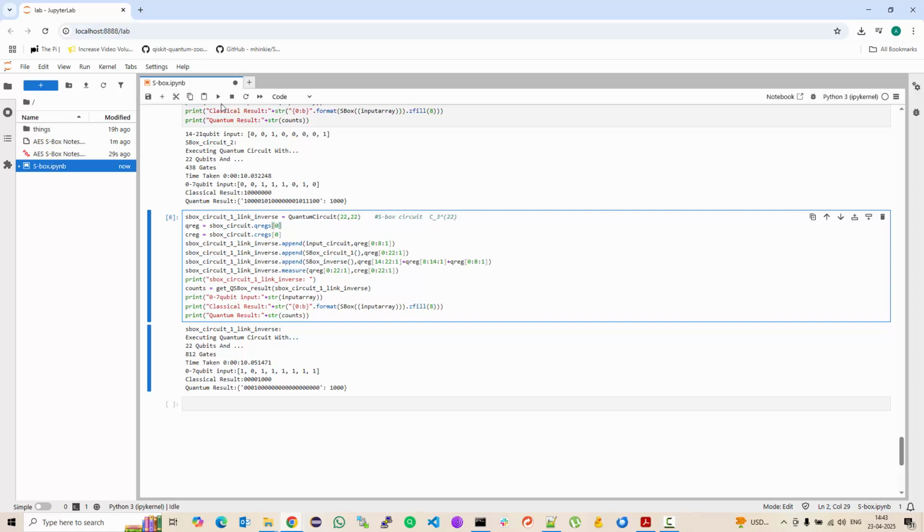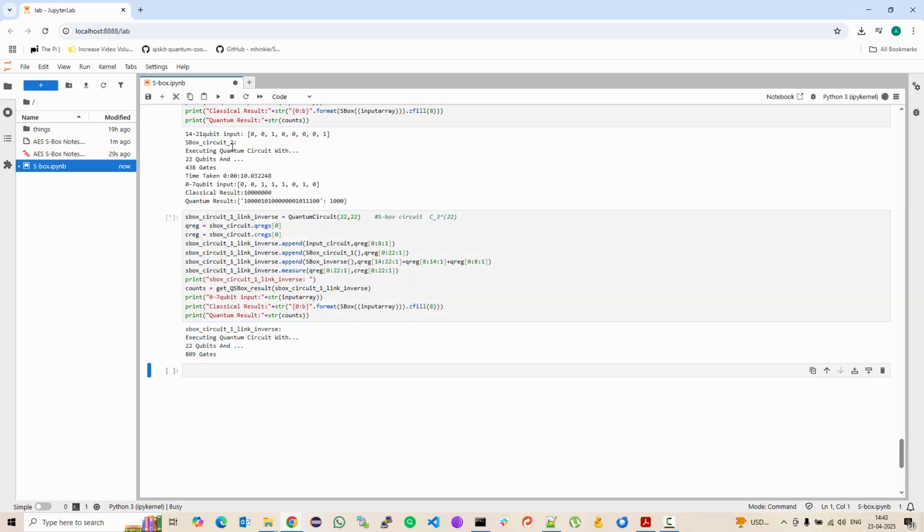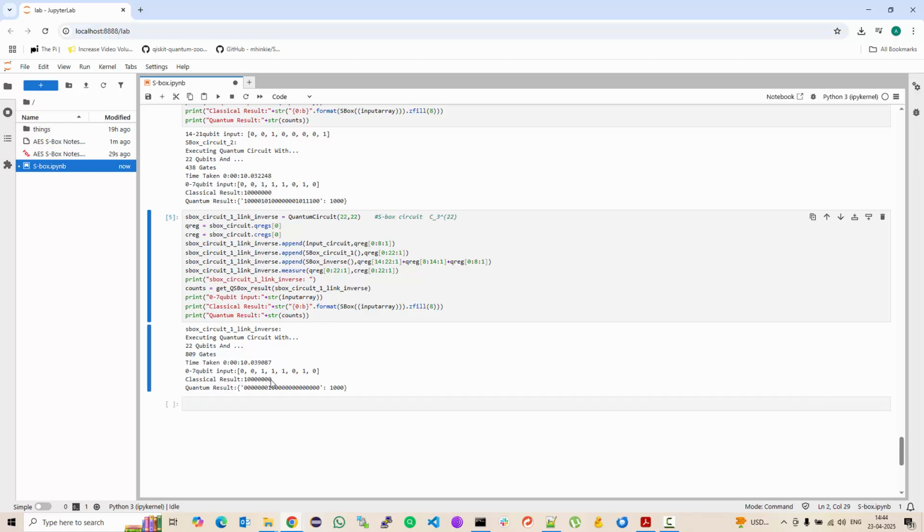Let us run the third variant. This variant takes 22 qubits and 809 gates. And let's see. So the classical result is 1000. And if you see the quantum result in the reverse order, it is the same. It's a 100% crack because all 1,000 measurements resulted in this qubit combination.